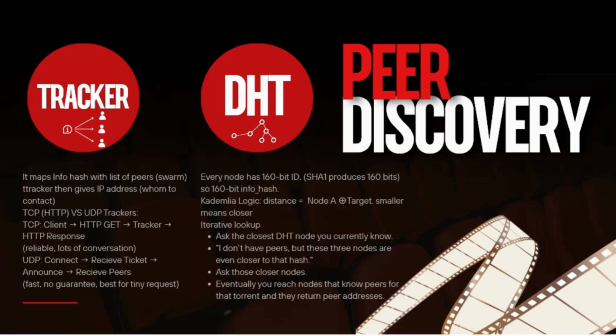So this creates an iterative lookup process. You ask the closest DHT node you currently know. They might say, I don't have peers for this, but these three nodes are even closer to the hash. You ask those closer nodes and eventually you reach nodes that actually have the peer addresses for that torrent file. In our algorithm, we use a bounded version of this iterative lookup by repeatedly querying closest nodes and merging any newly discovered closer contacts. Finally, we run both the tracker and the DHT at the same time and deduplicate the results.